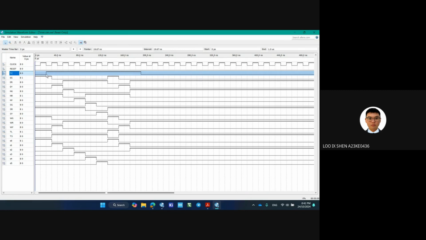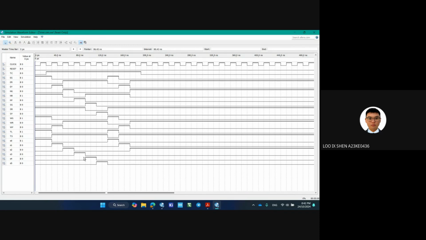If TC is set to high, then at the next clock cycle, when the clock rises at around 30 nanoseconds, S0 will be set to low and S1 will be set to high. This is the transition from state S0 to state S1. Consequently, when TC is also high at the next clock cycle, S1 will be low and then it transitions to S2.